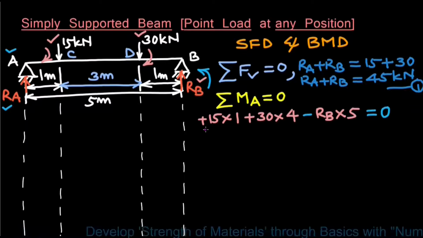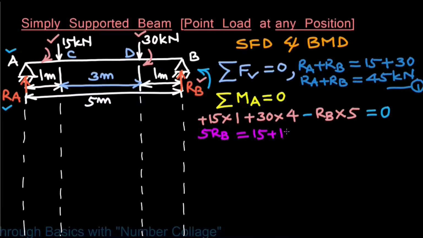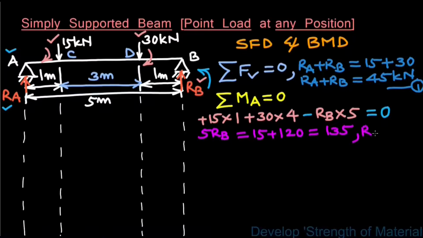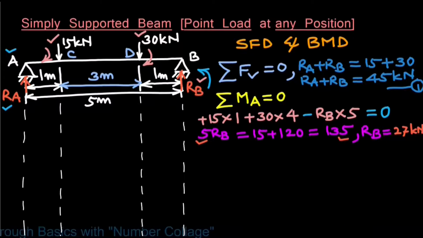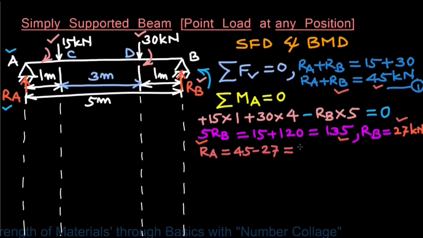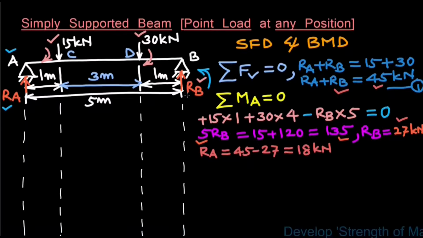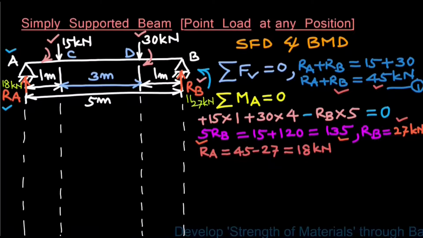Now that will be 5 RB equals 15 plus this 120, so that will be 135, and that gives us RB equals 135 upon 5, which will be 27 kilonewton. We will use this value of RB here and find RA, which will be 45 minus 27, which will be 18 kilonewton. So we have RB equals 27 kilonewton and RA equals 18 kilonewton.